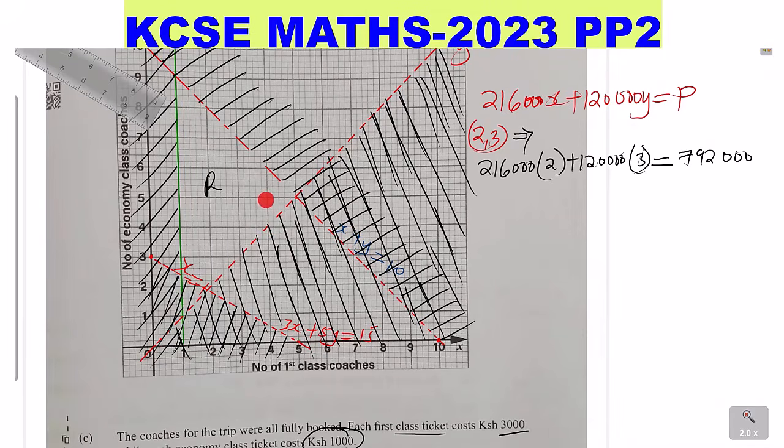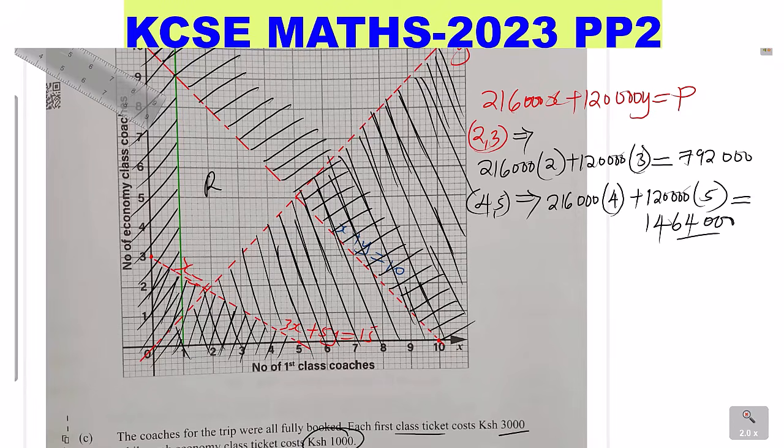The next one we need to inspect is (4, 5). This is this point here. For (4, 5) we have 216,000 times 4 plus 120,000 times 5, so this one will give 1,464,000.